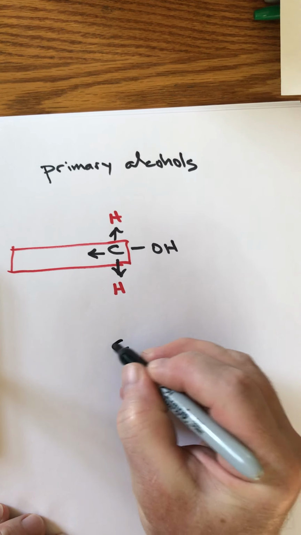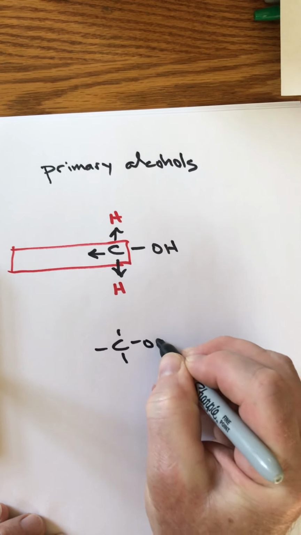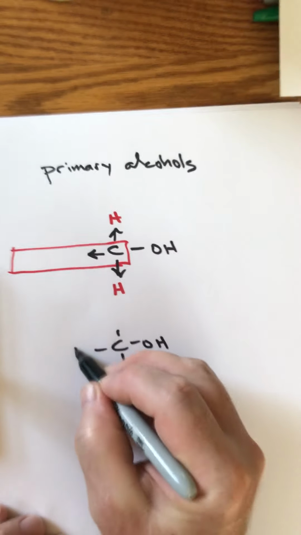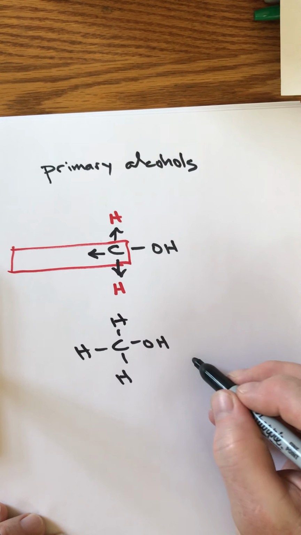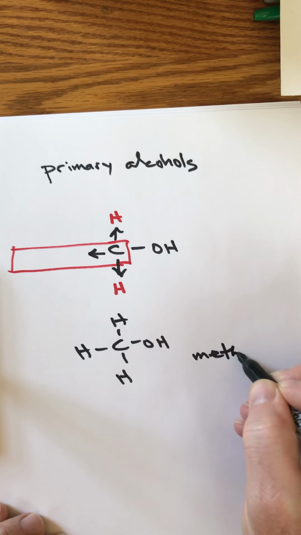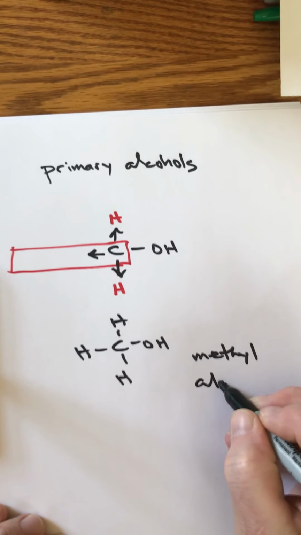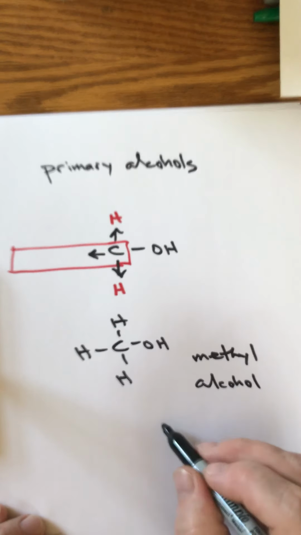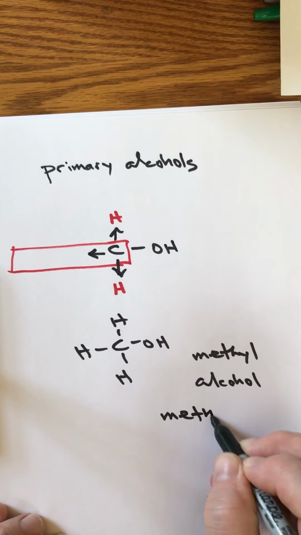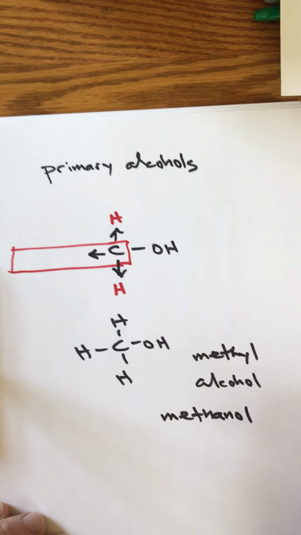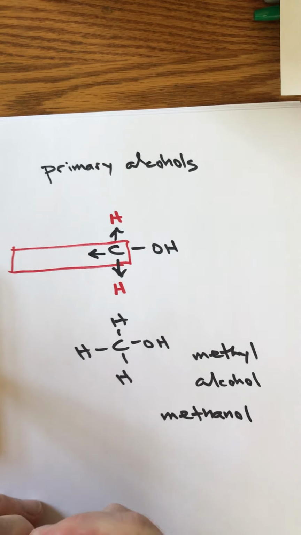So if I did this and they were all hydrogens, we called it the simplest alcohol. You could call it methyl alcohol, but most people would just abbreviate it and call it methanol. Well, in a primary alcohol, the OH is always terminal. It's always on the end carbon.